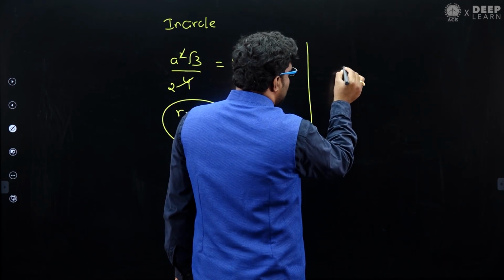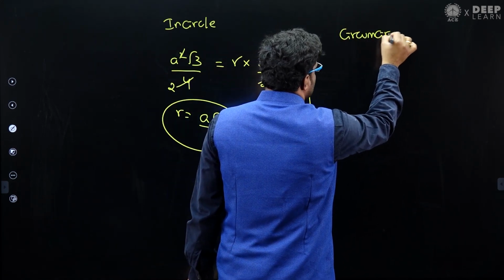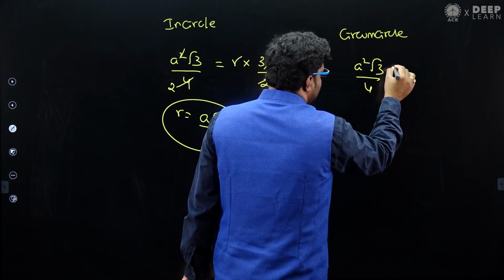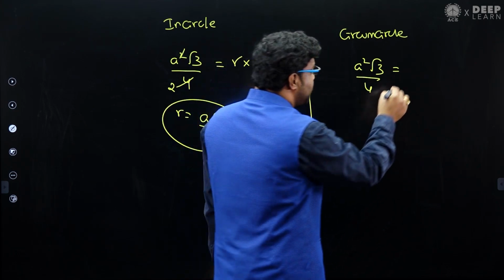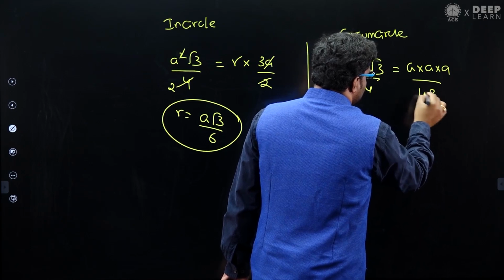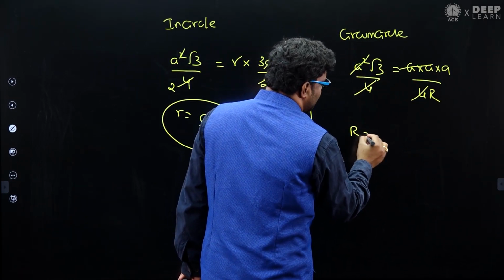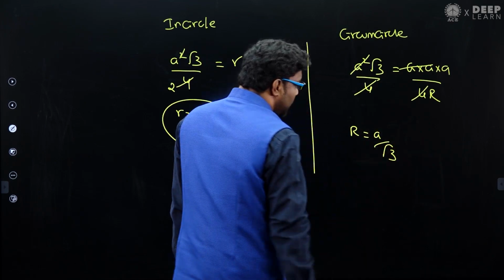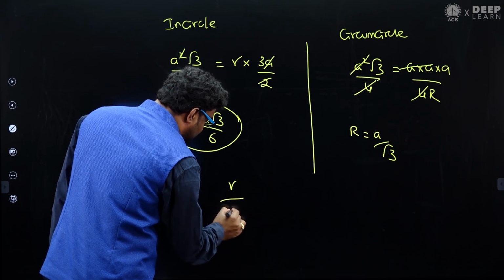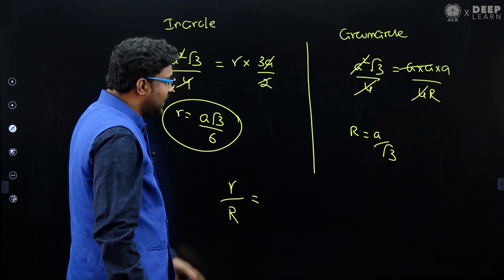Whereas, using the circumcircle concept, the area of the triangle is nothing but the product of sides divided by 4R. Now here the 4 cancels, and a squared cancels. So capital R is nothing but a divided by root 3. As I mentioned, small r divided by capital R will decide the answer, the inradius with respect to the circumradius. a will get cancelled.